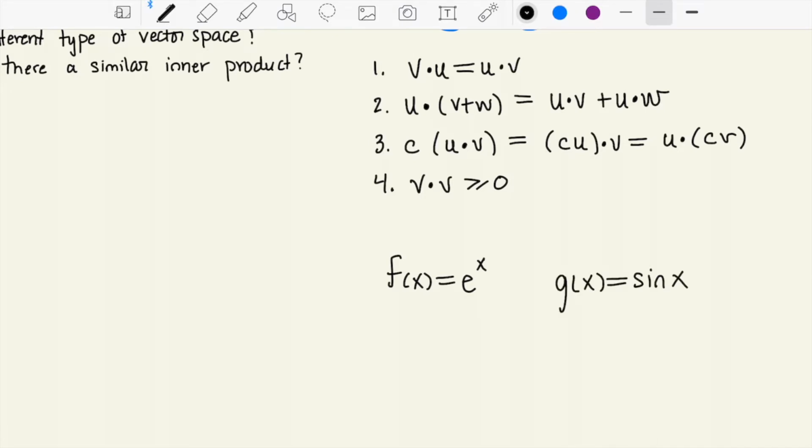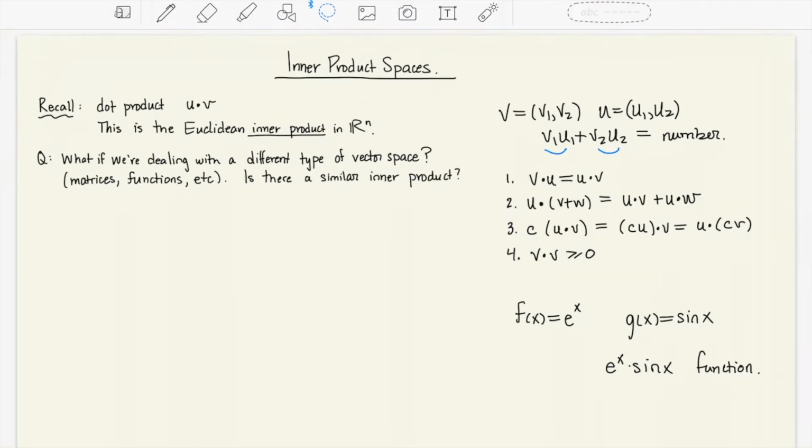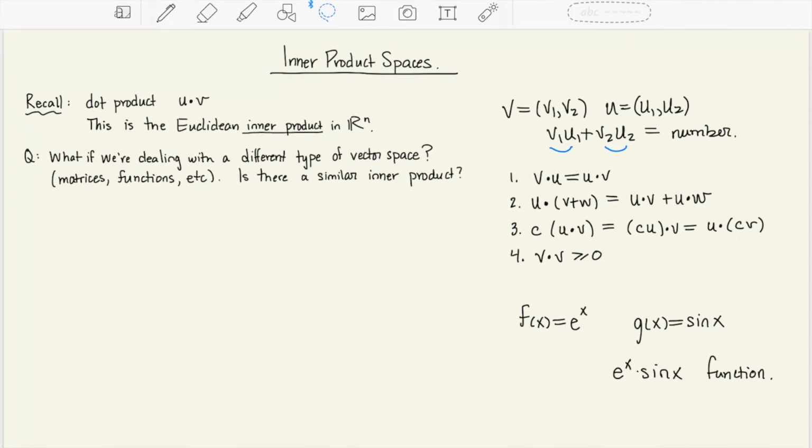We can't use dot product the way that it's defined for vectors in R2. That just doesn't make sense. And if we try to multiply them together and take e to the x times sine x, well, this doesn't give us a number. This gives us another function. So we've got to do something different when we deal with a different vector space. Is there something that is similar to the inner product? And the answer is yes, there is.